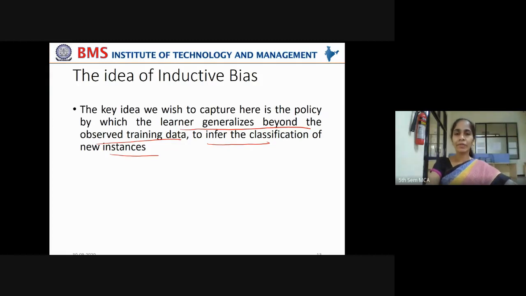So the key idea we wish to capture here is the policy by which the learner generalizes beyond the observed training data to infer the classification of new instances. The policy used by this particular idea is to make assumptions. Assumptions have to be made. Though some predictions are wrong, still assumptions have to be made.